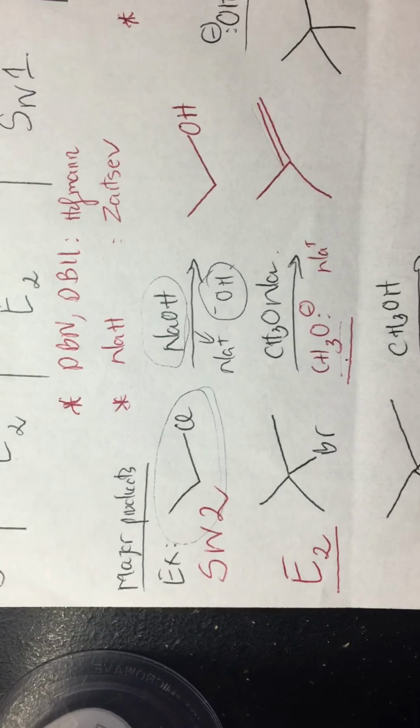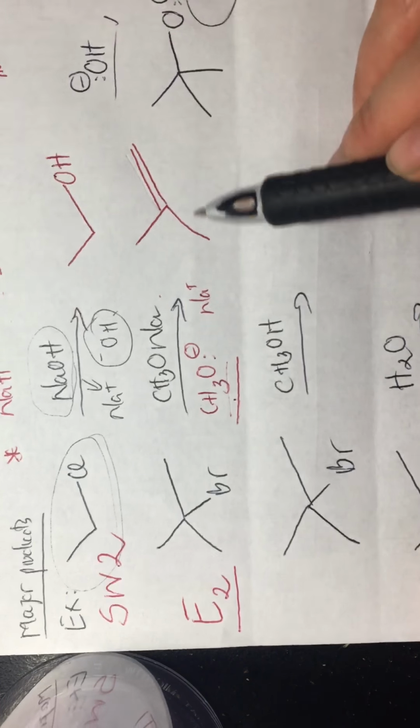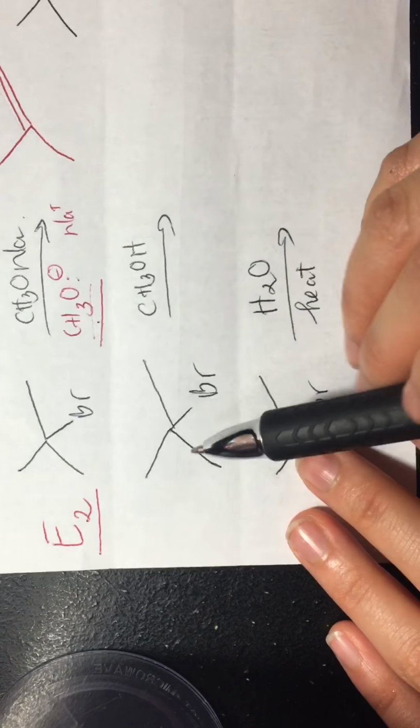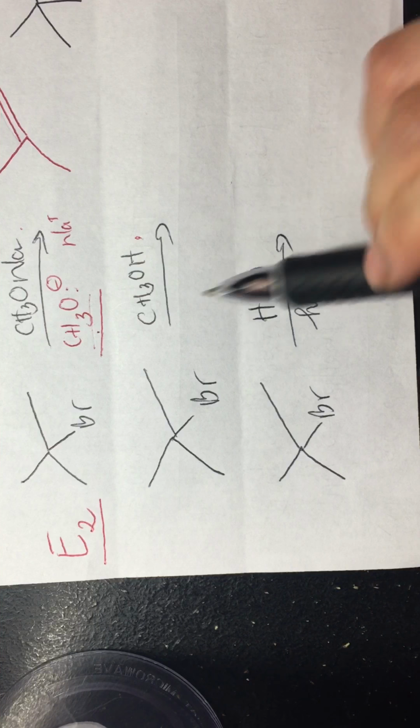Okay. So let's move on to the next example. So this we have an E2 reaction, and this is our product. Let's move on to the next example. So now let's see what do we have?